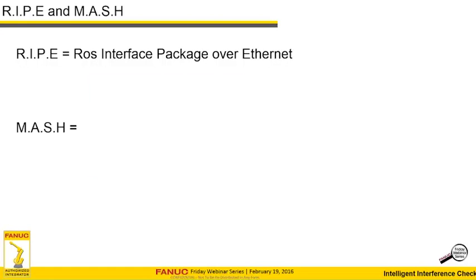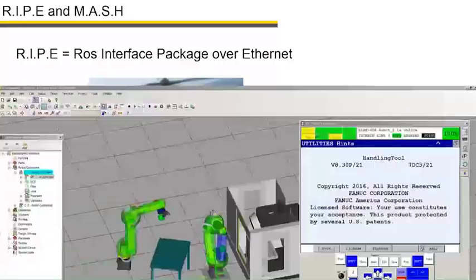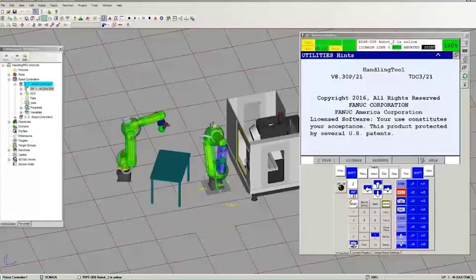Next, we have MASH. No, it's not the old television show. It is Multiple Arm Sync Handler. It is really just sort of like a listing of the arms for synchronization purposes. So going into that, I'm not going to set it up on this cell because it's in RoboGuide and it's not true to life. But I'm going to show you guys where it is and what the menu items are.